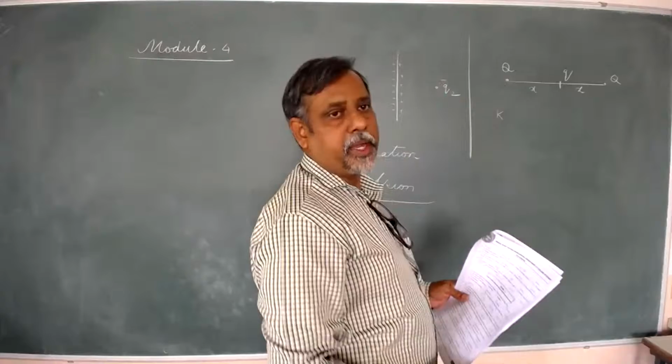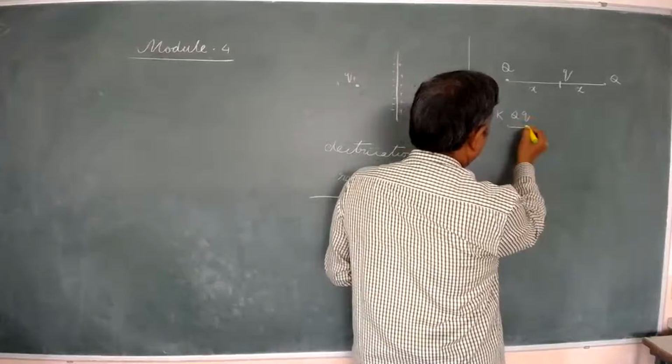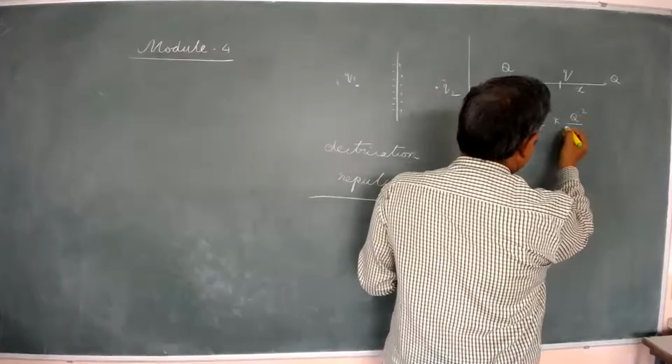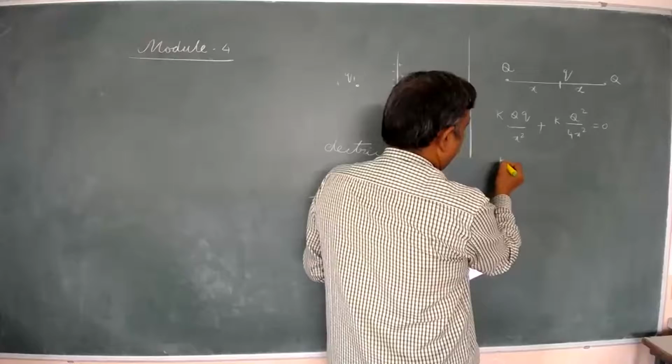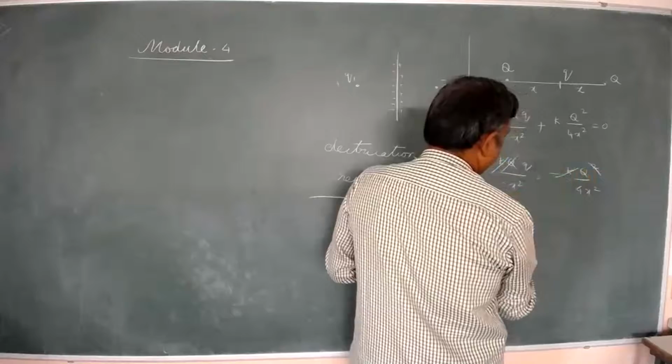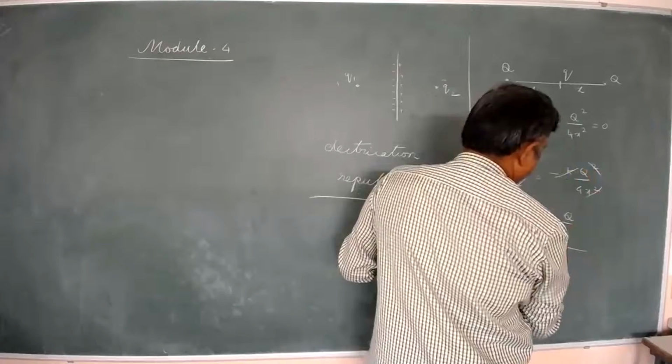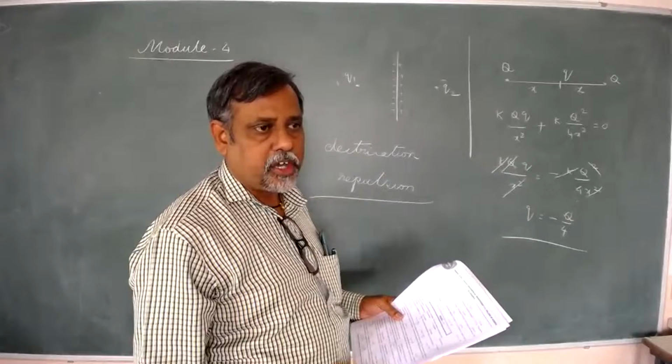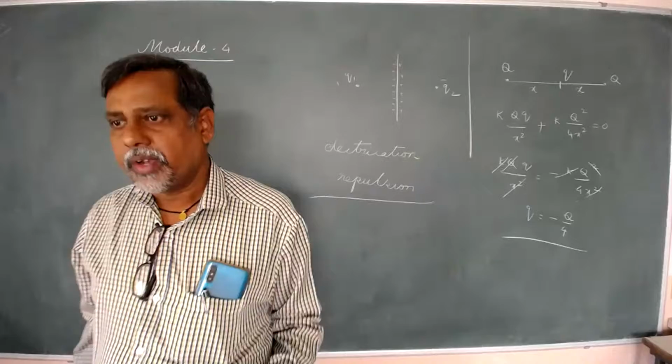So k into q by x squared, plus k into Q squared divided by 2x whole squared, which is 4x squared, equals 0. So q by x squared is equal to minus k into Q squared by 4x squared. These things will get cancelled out, therefore q is equal to minus Q by 4. This is the nature of the third charge: it is negative and its magnitude is 1/4 of the given charge, minus Q by 4.